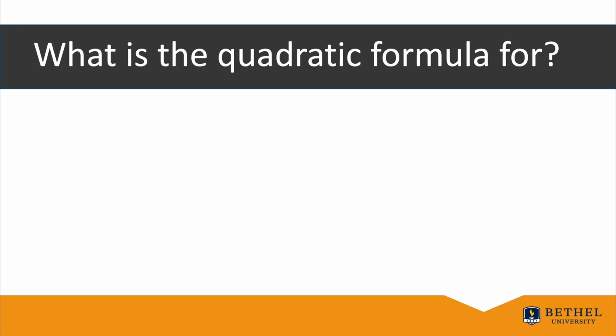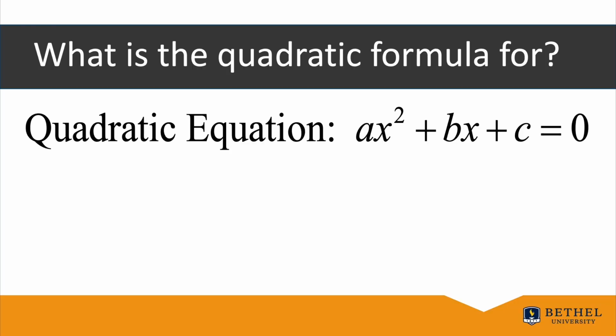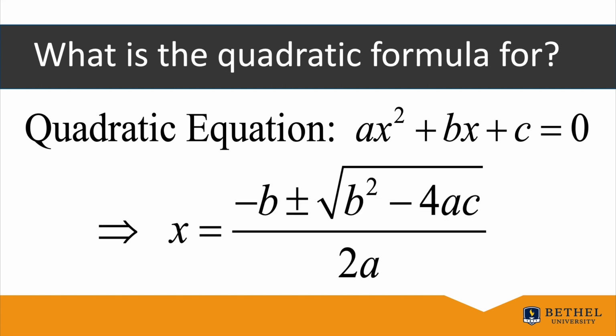But what is the quadratic formula for? Given a quadratic equation, ax squared plus bx plus c equals 0, where a, b, and c are constants, the quadratic formula tells you the solutions. X is equal to negative b plus or minus the square root of b squared minus 4ac all over 2a. The song can help you remember it.